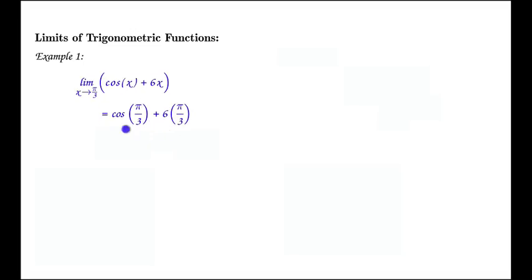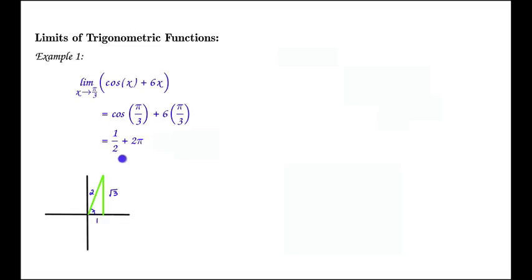Now we need to be able to evaluate cosine pi over 3. So here we see the triangle, the pi over 3 triangle, in the first quadrant. And we see that the adjacent side is 1, the opposite is root 3, and the hypotenuse is 2. Now remembering that cosine is adjacent over hypotenuse, we replace cosine pi over 3 with 1/2, and we can reduce our second term to get a solution of 1/2 plus 2 pi.